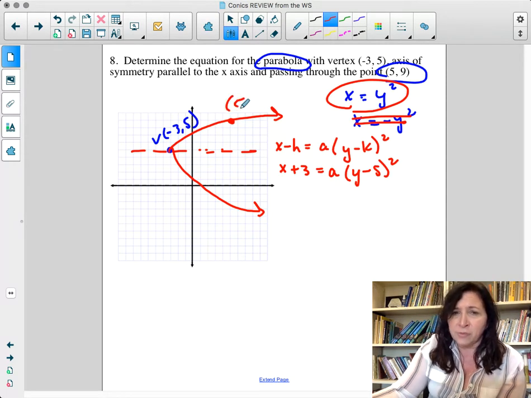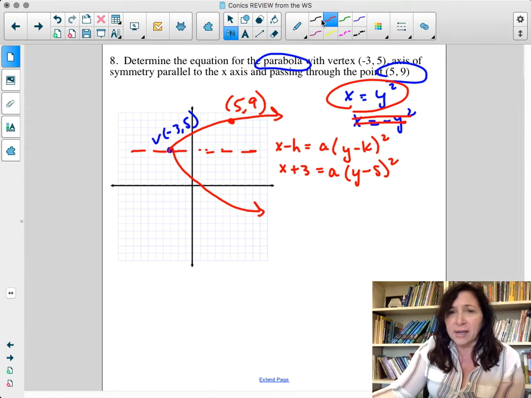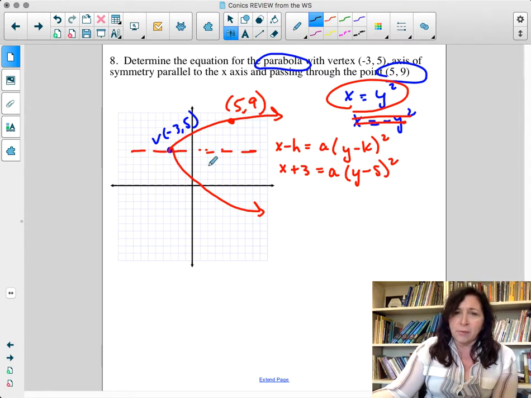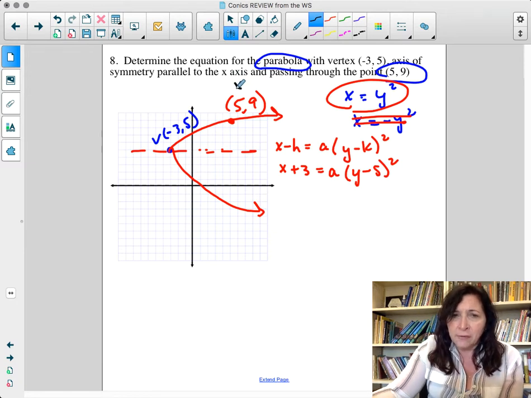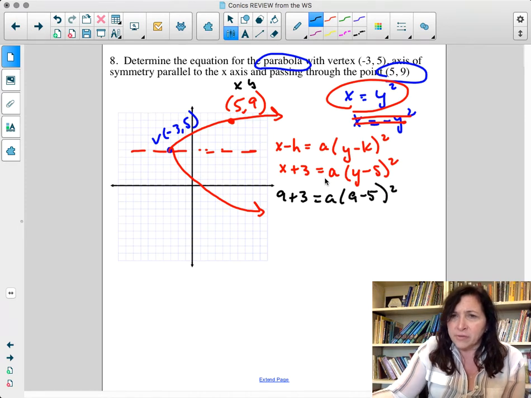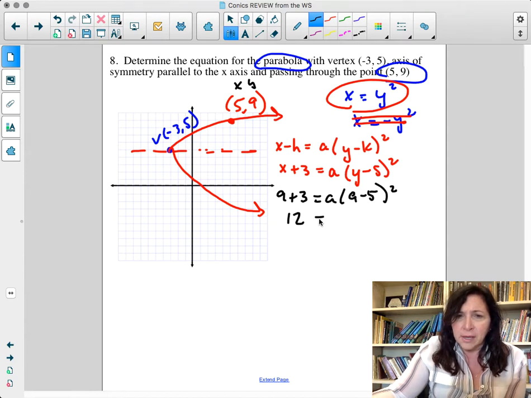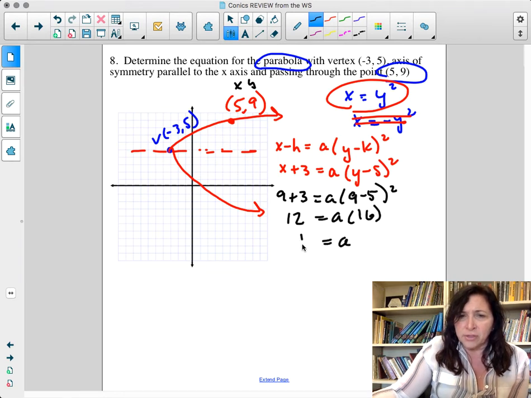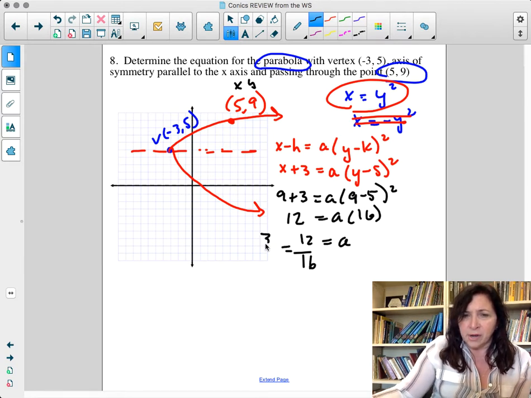I do have this one point that they gave me, so ask yourself, why did they give me that one point? Well, the reason is that they want me to plug that in for x and y, because if I plug that in for x and y, I can solve for a. So we are going to have 9 plus 3 equals a times the quantity 9 minus 5 quantity squared. So what we have here is 12 equals a times 4 squared, 16. So a is equal to 12 over 16. Divide by 4, and that's going to be 3/4.